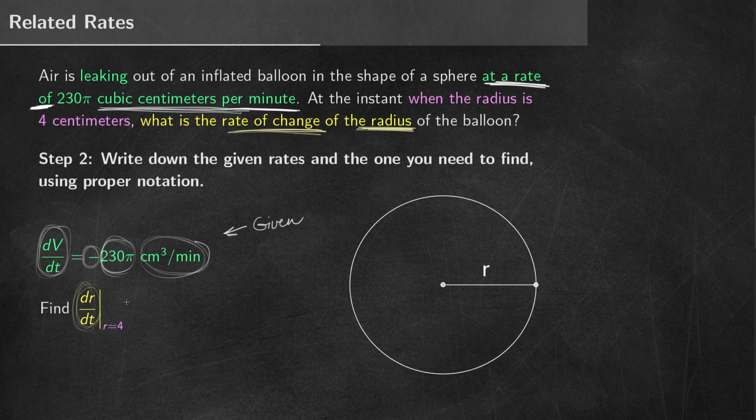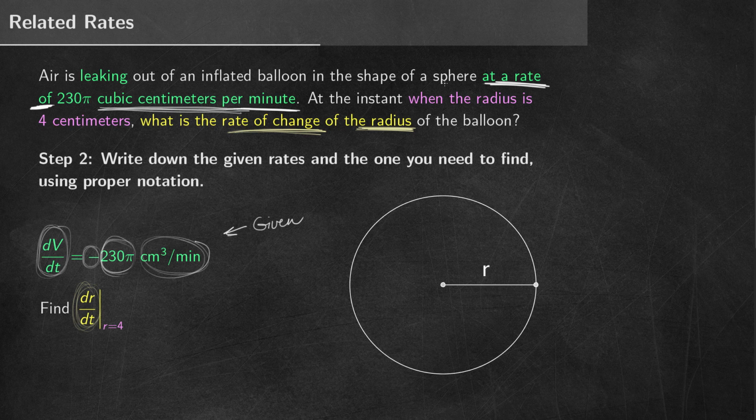Now the radius is constantly changing. Air is leaking out of the balloon. We don't know if it's leaking out of a balloon at a constant rate. It could be leaking out slowly at first and then really quickly, the smaller the balloon gets. We don't know that. So our derivative dr over dt might change as r changes. So we have to indicate, okay, when in time are we going to find the derivative? We want the derivative at a specific moment in time.